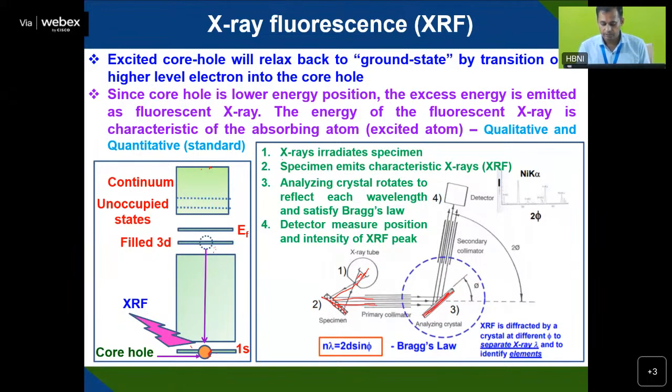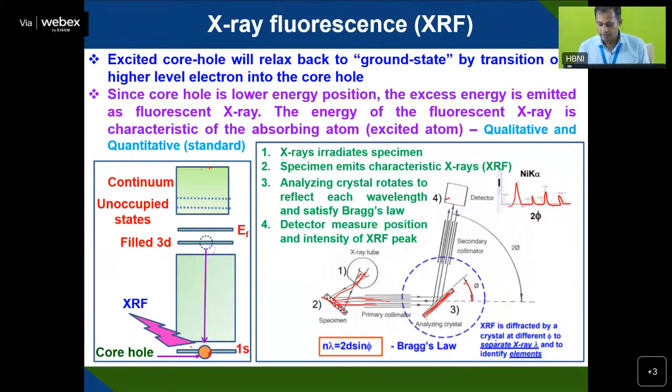Once the X-ray falls on the specimen, X-ray fluorescence is generated, and that fluorescence comes to the analyzing crystal, and from the analyzing crystal it goes to the detector wherever it satisfies Bragg's law. The analyzing crystal rotates so as to satisfy Bragg's law, and the detector measures the position and intensity of that particular peak, and you are able to see this type of spectra, where you can see whether it comes from nickel K, like K alpha, K beta, that can be identified.